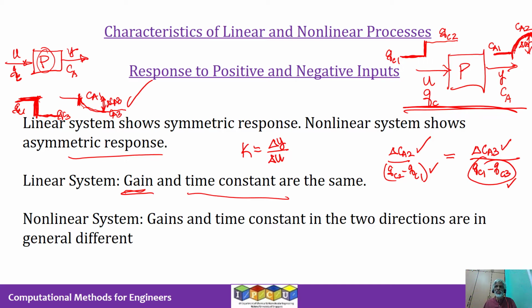So a linear system, whether you perturb it in the positive direction or whether you perturb it in the negative direction, will take the same time to reach a new value. That means its speed of response is the same whether you perturb it in a positive way or using a negative change in the input. A nonlinear system will not be like that, right? In one direction it may respond faster, in the other direction it may respond slower. So this is a characteristic of a nonlinear system, right? That is what is mentioned in these two lines.